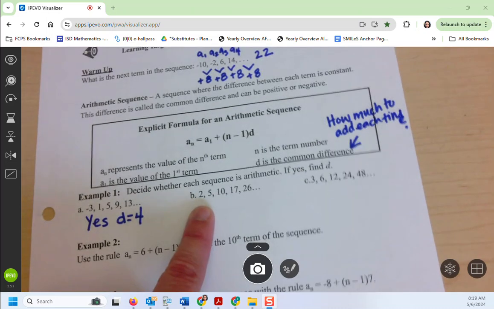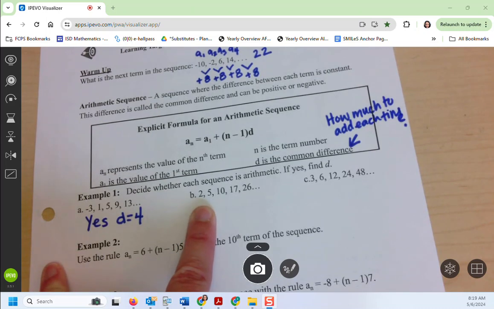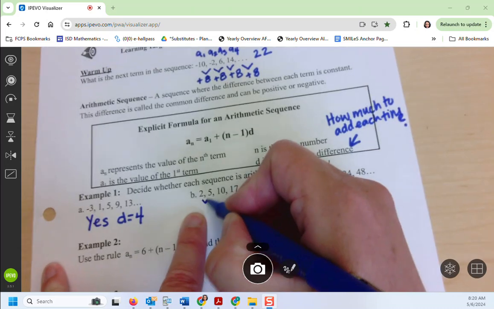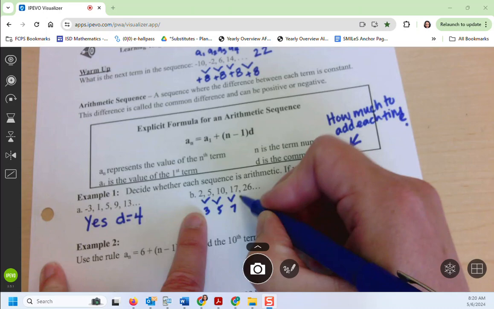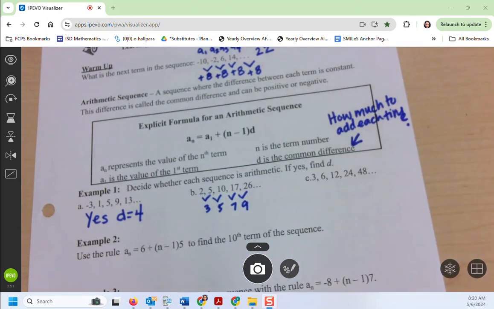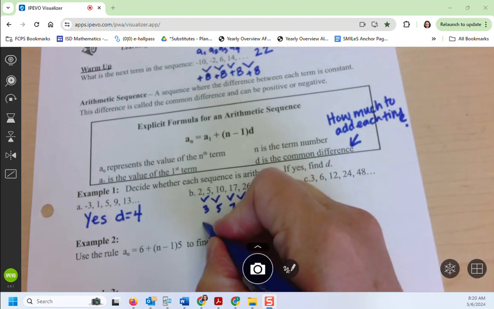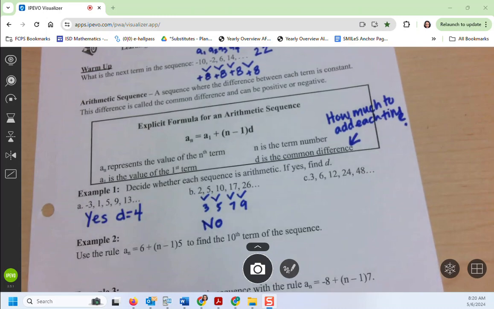All right, the first one, was it yes or no? No. It was no, because first we add 3, and then we add 5, and then we add 7. Some of you noticed that there is some sort of pattern in here, but it's not an arithmetic sequence because we're not adding the same number each time. So this is no.